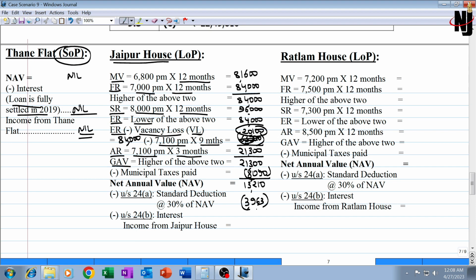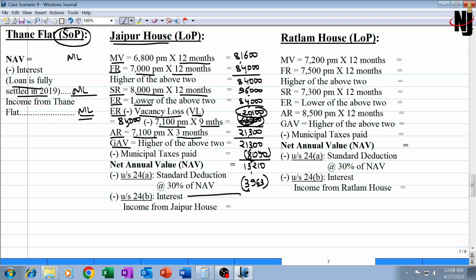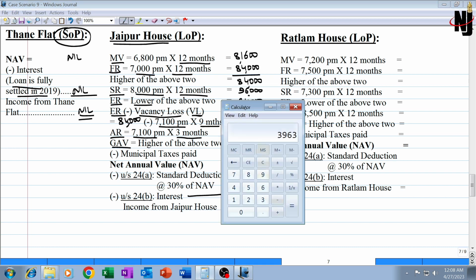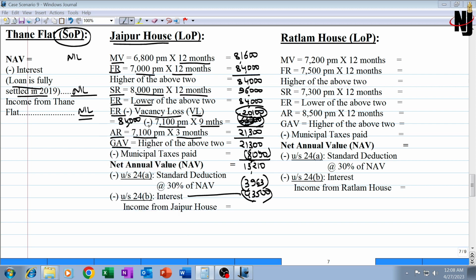How much is the interest for the Jaipur house? Interest for the Jaipur house is given where the Jaipur house details are given at the beginning of the question. If you see the second last line, 12,500,000 is the principal amount and 43,500 is the interest. 43,500 will be allowed to be deducted. This is LOP, so the entire amount will be allowed. There will be negative income. 13,210 minus 3,963 standard deduction, and again minus 43,500. There will be 34,253 of negative income.